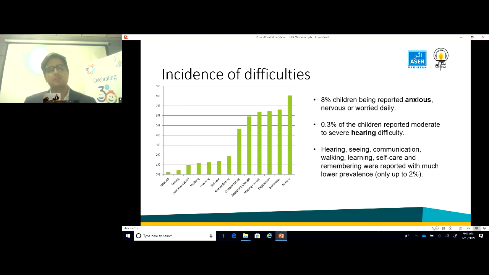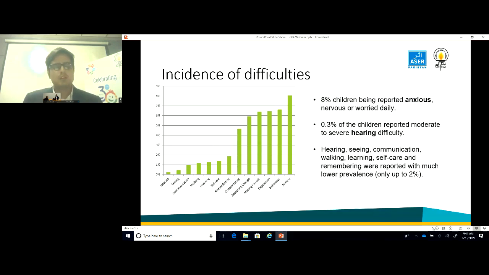So this brings me to the findings. One thing that I would like to point out here is that the moderate and severe levels have been aggregated in these findings for the sake of simplicity. As shown in the figure, anxiety is the highest reported difficulty, with 8% of the children being reported as being anxious, nervous, or worried daily. On the other end of the scale, only 0.3% of the children were reported to have hearing difficulties. Similarly, difficulties such as hearing, seeing, communication, walking, learning, self-care, and remembering were reported with prevalence only up to 2%.